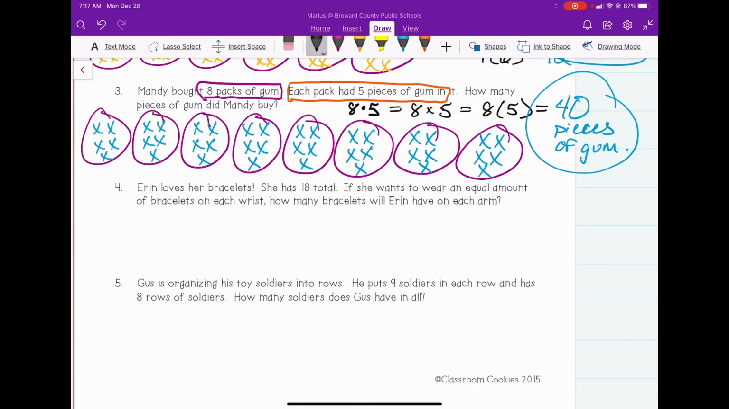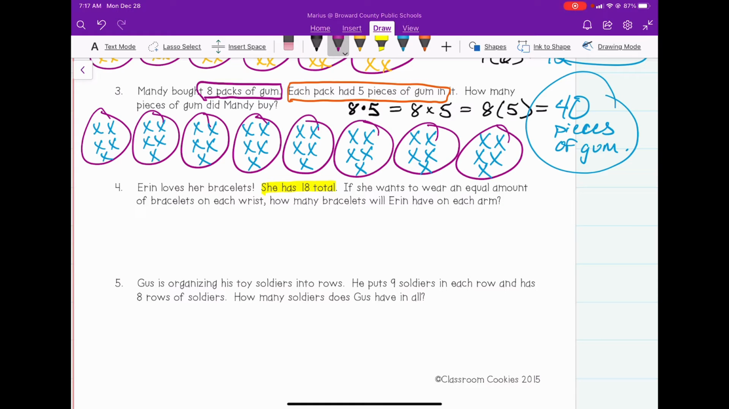Number 4. Erin loves her bracelets. She has 18 total. If she wants to wear an equal amount of bracelets on each wrist, how many bracelets will Erin have on each arm? I like this problem because they don't really tell the students the other number here, okay? We have our total, which is 18, but they didn't give us our groups directly.